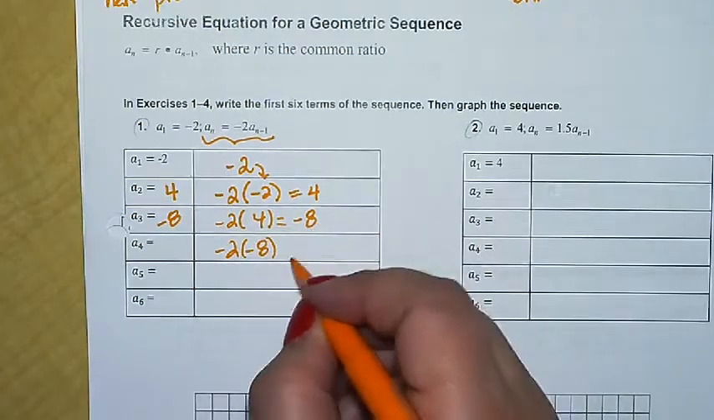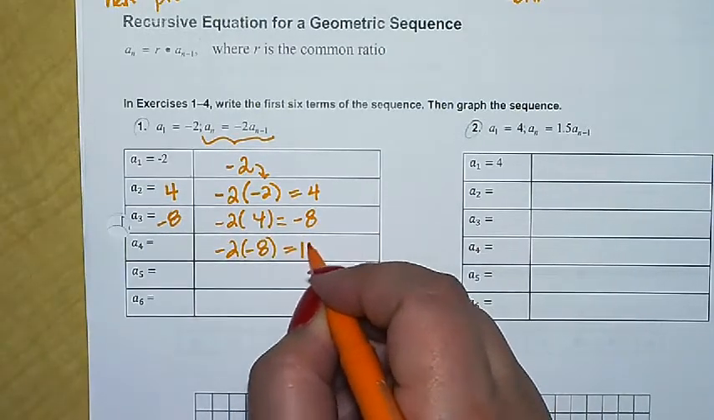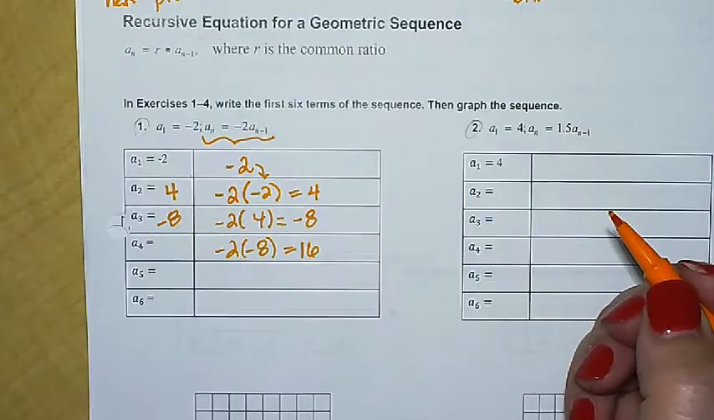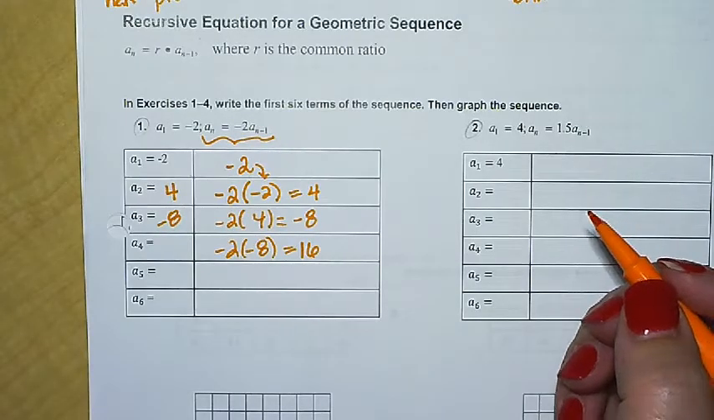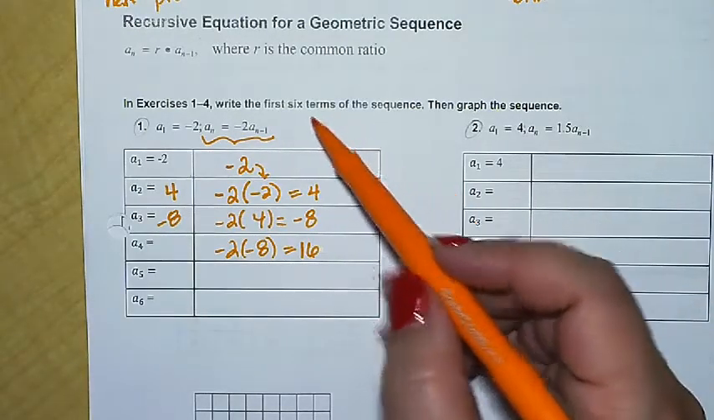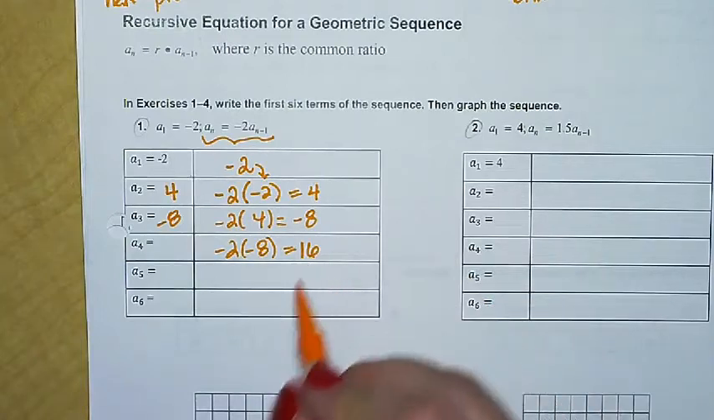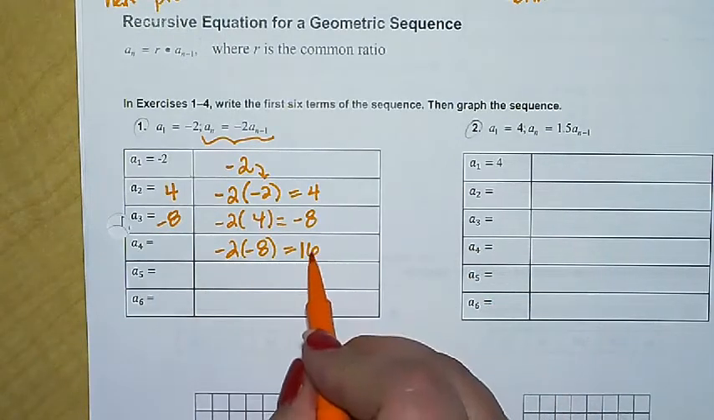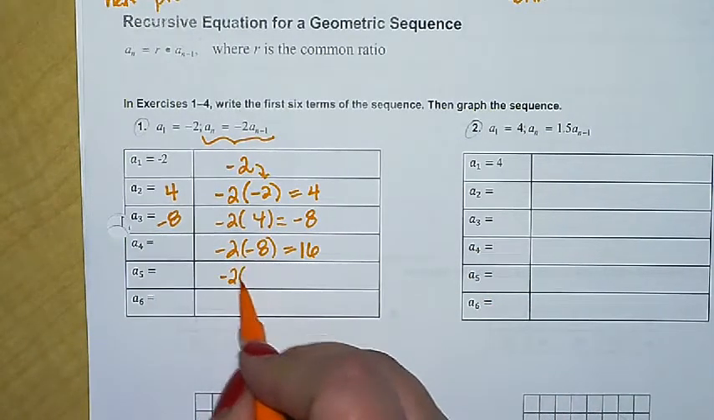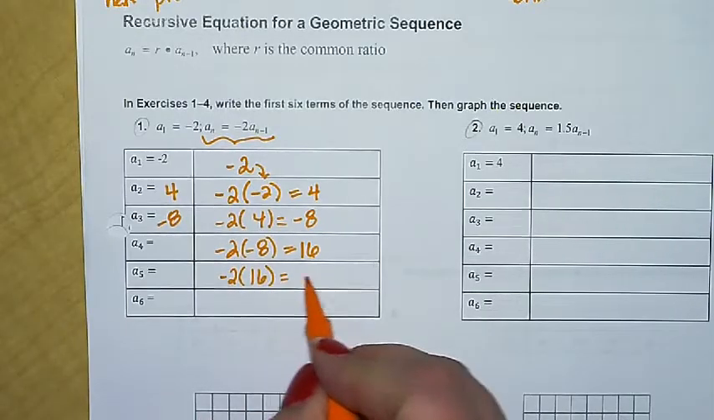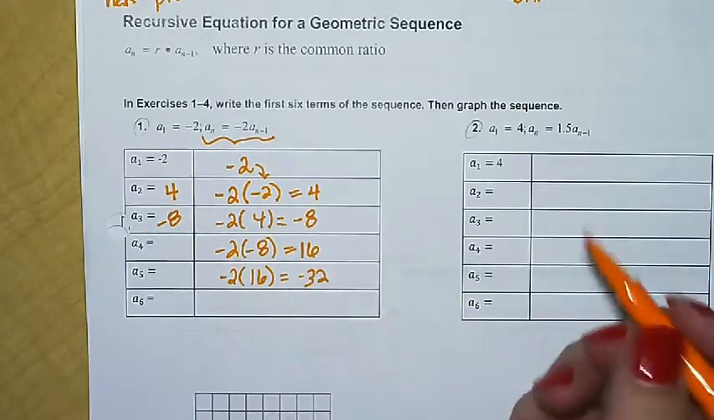So if I do -8 times -2, I get 16. Okay, so let's finish that out. It says find the first 6 terms. So we've already done 4 of them. I know that I can find my next term in the sequence by taking that 16 and multiplying it by -2. And I'll get -32 there.